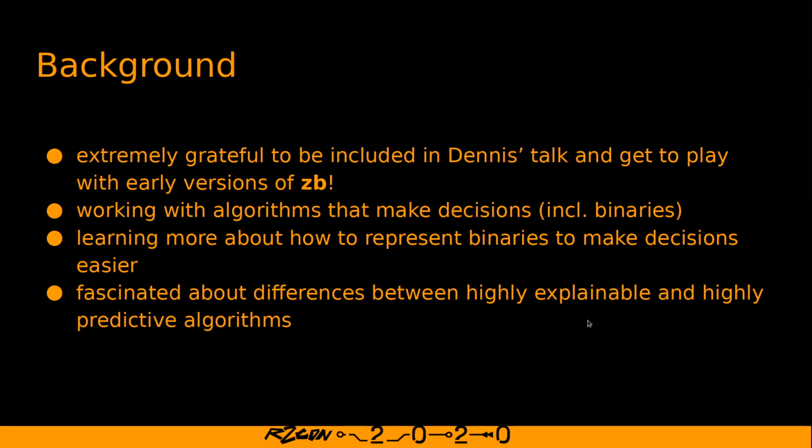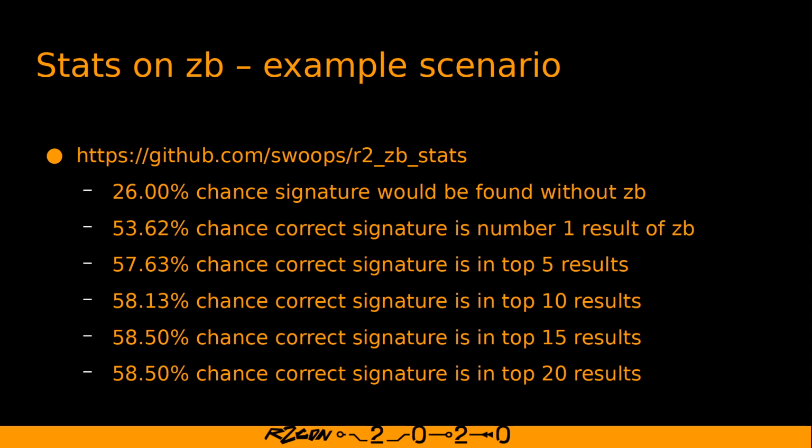I work with algorithms that help us make decisions, including decisions about binaries, whether a given binary is malicious or benign, for instance. I like learning more about how to represent binaries so as to make such decisions easier, and I think a lot about the differences between the highly explainable and highly predictive algorithms, as well as the trade-offs involved in using them. When Dennis mentioned he's working on the problem of soft signature matching and explained it, I was quite interested to see how well it performed in a simple case, in a baseline.